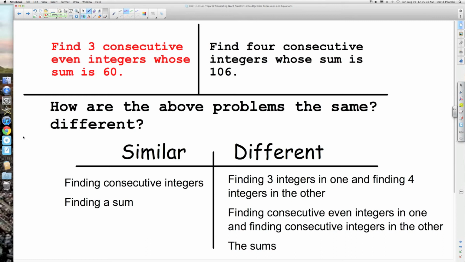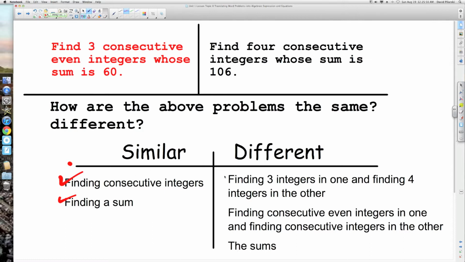Before the pause, I asked you to list out your similarities and differences that you could find in these two problems. The two similarities, though there are more exact similarities than I have here, are finding consecutive integers. In both problems, we're asked to find consecutive integers. And in each problem, we are finding a sum. How the problems are different and how they're similar is going to affect their setups, and we're going to see that in the next slide.